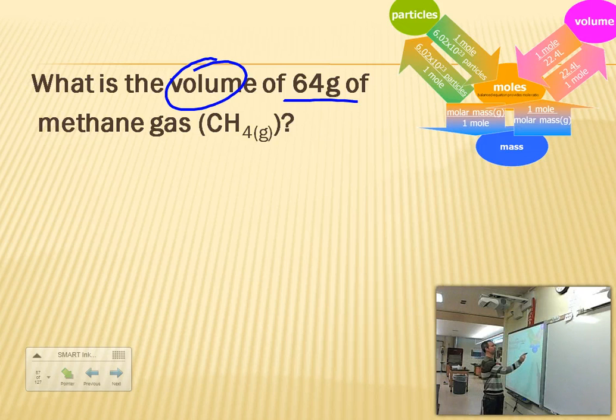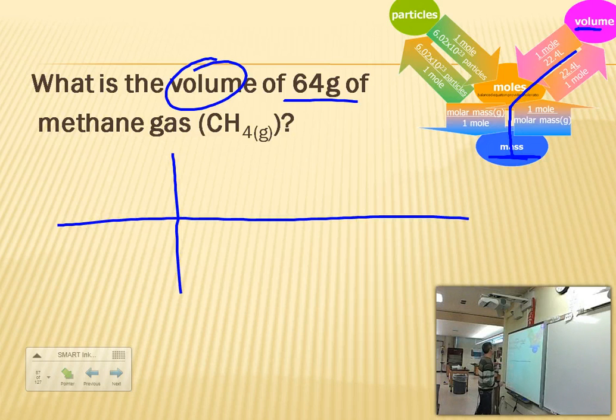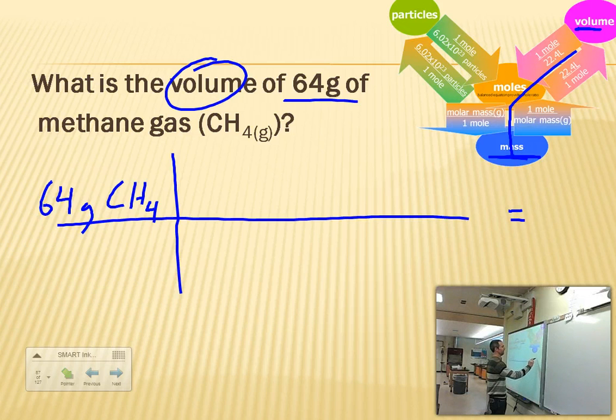Okay, so on my map here, I've got mass. Where am I trying to get to? I'm trying to get up here to volume, recognizing that I have to go through moles once again. So set up your T-chart. The given goes on the left. So what do we have? We have 64 grams of methane, which is CH4. And what am I trying to get? I'm trying to get liters of that gas, CH4.